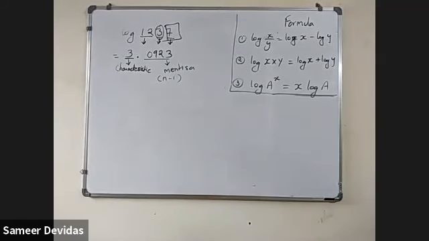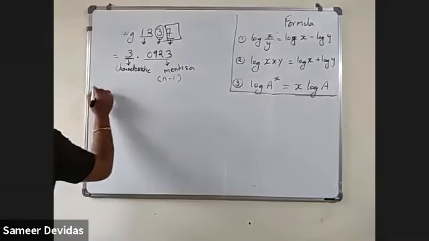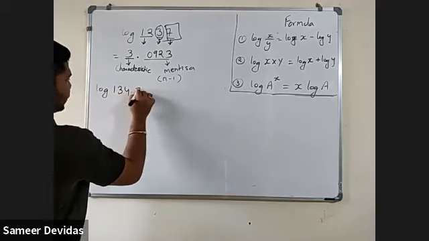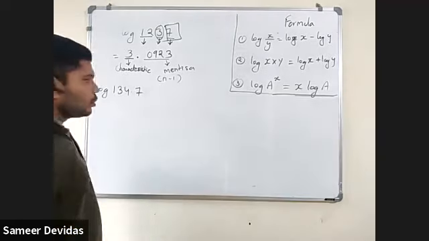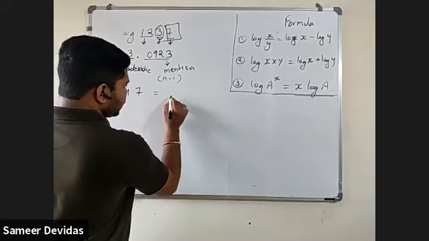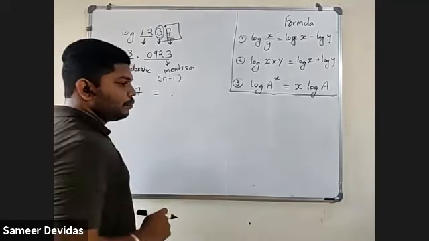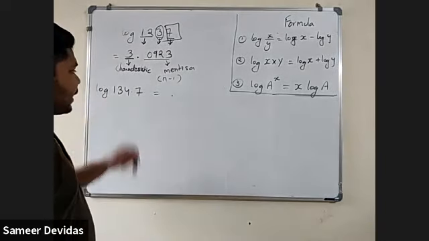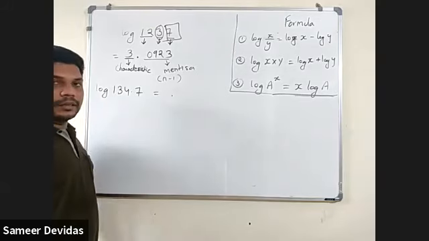Okay, now we will learn to find out the characteristic as well as the mantissa. Now the first question is log 134.7. How to find out the log of it? I have told you two things. There will be one digit, after that there is a decimal, and after that 4 digits are there. Now can you tell me the characteristic in this case, students? Sir, 2.